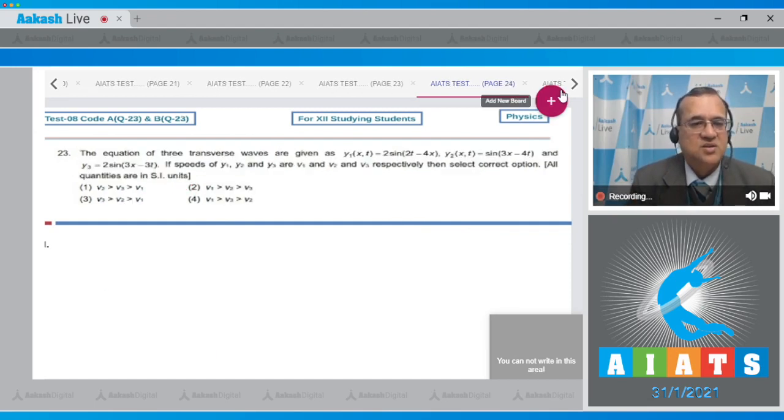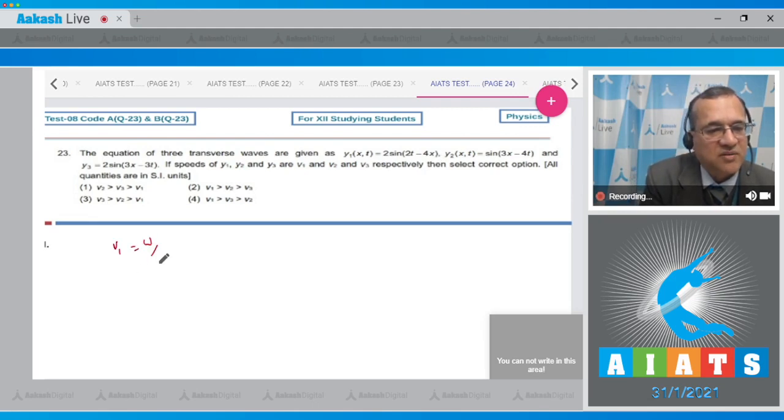Let's move to the next question. The equations of three transverse waves are given as y1 is 2 sine of 2t minus 4x, y2 is sine of 3x minus 4t, and y3 is 2 sine of 3x minus 3t. If the speeds of y1, y2, y3 are v1, v2 and v3 respectively, then select the correct option. Now look at the first equation. Y is equal to 2 sine of, this is omega t minus kx. And what is the velocity? Velocity is omega divided by k. The omega is 2 and k is 4. So this is 1 by 2.